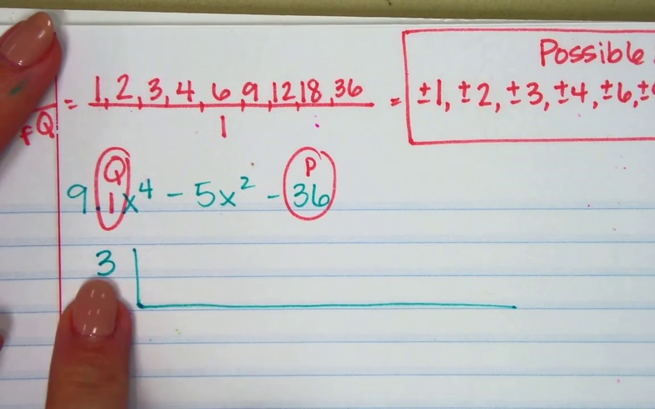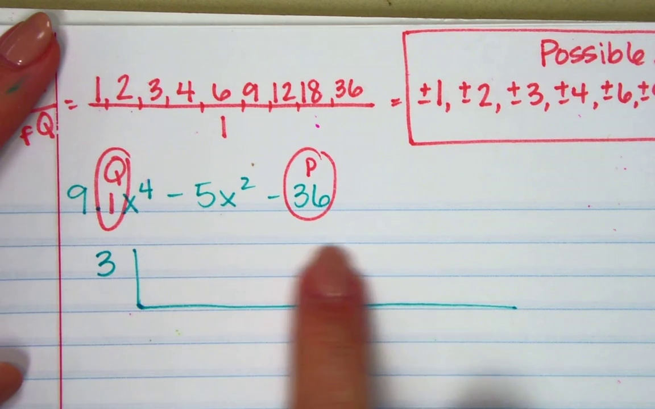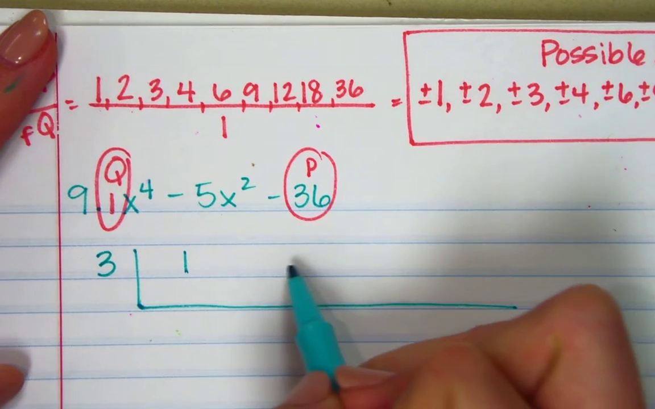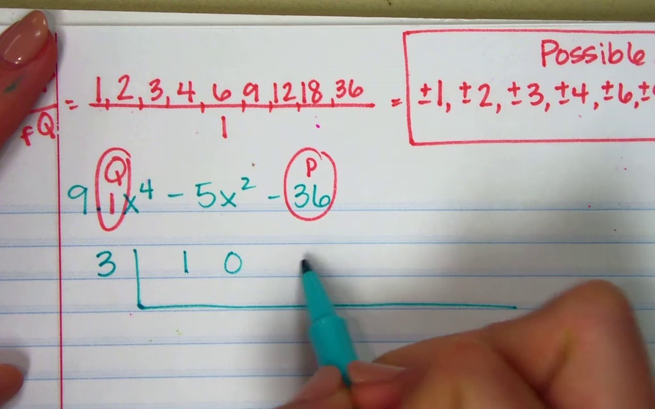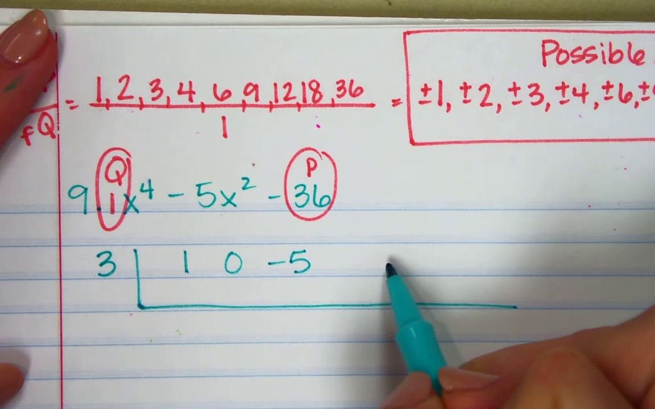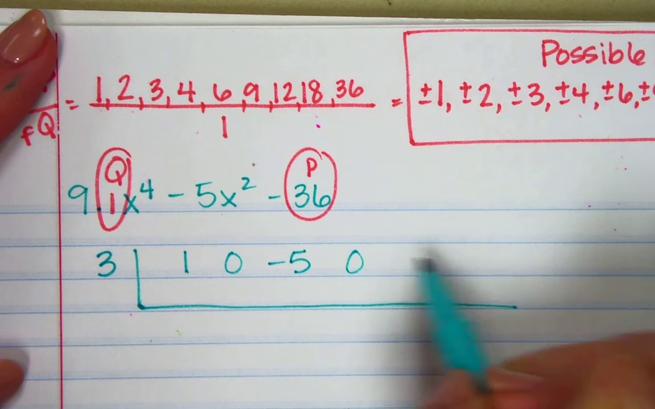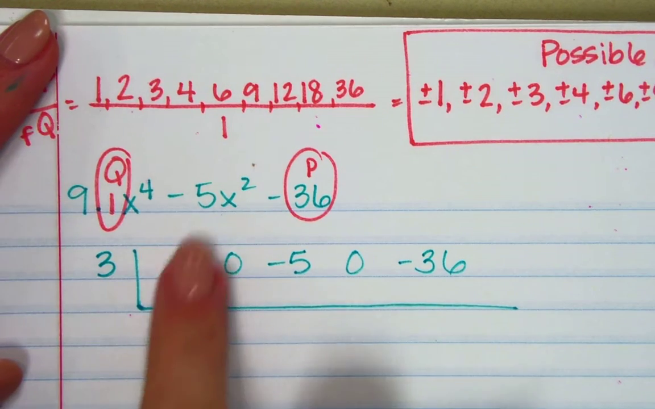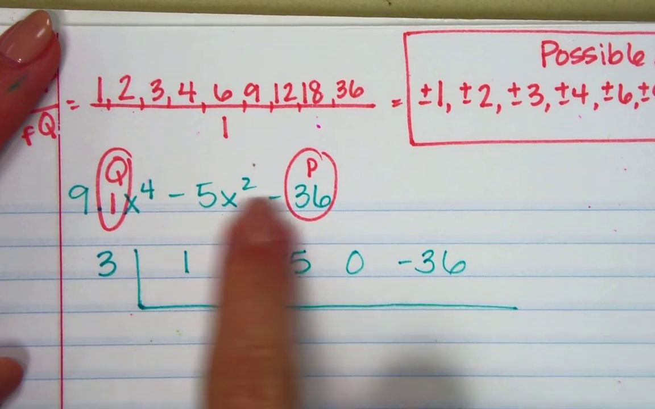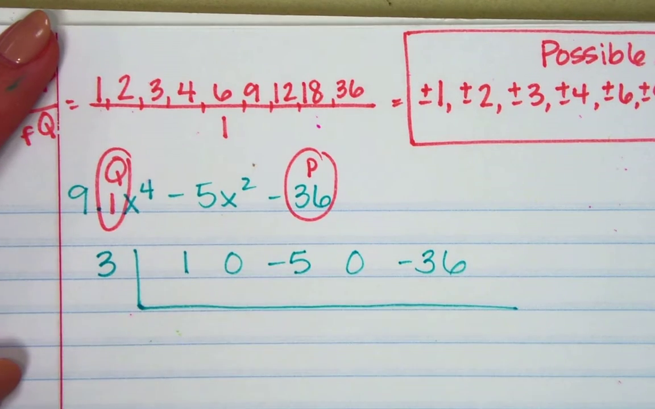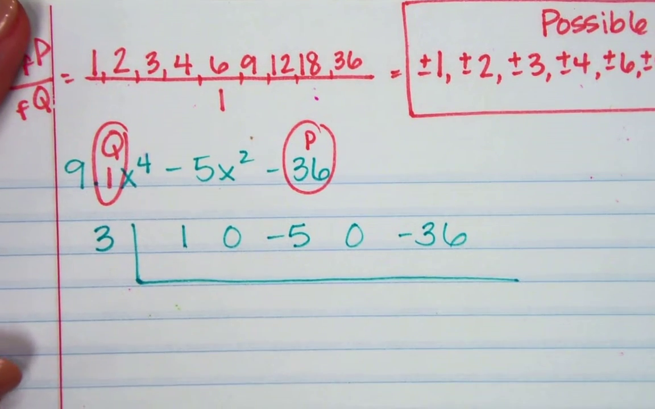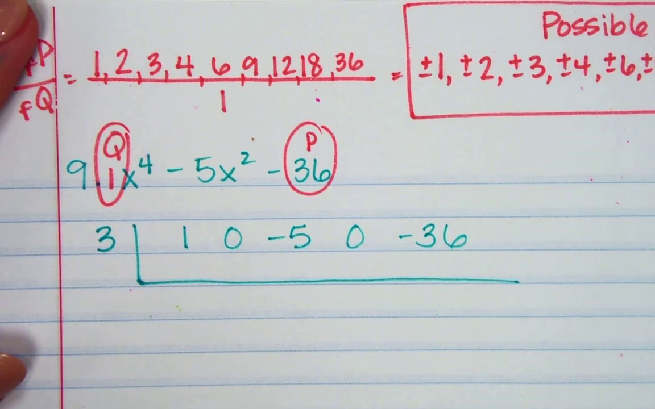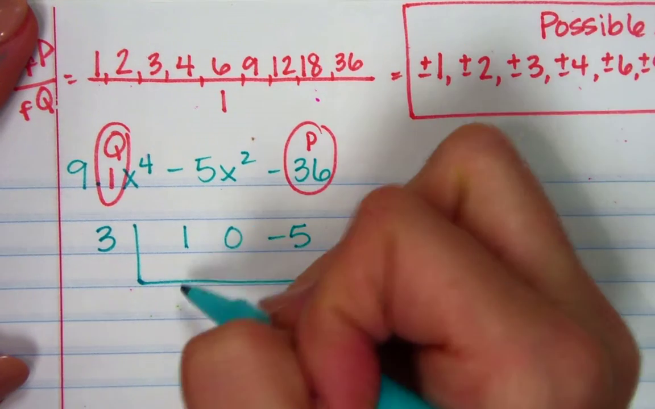Okay, so we know 3 is going to work. Okay, what goes up here? 1. 0. All right, negative 5. 0. Negative 36, right? Don't forget if there's an x cubed that's missing or an x that's missing, we got to put the zeros there. Okay, so this one definitely is going to work. -3. Right?